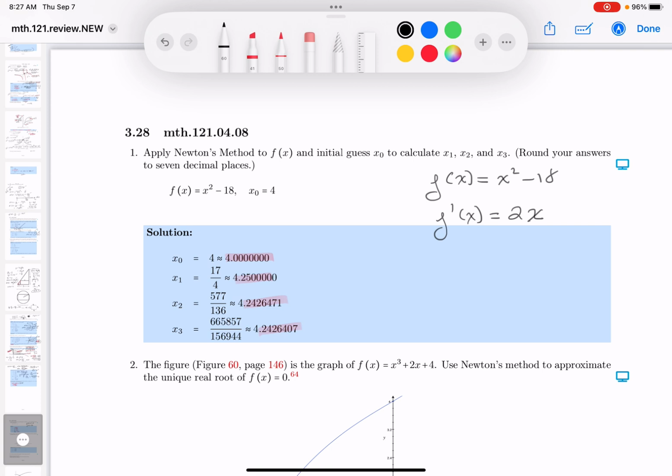And then I've got to set up an initial guess, and they gave me the initial guess. So I would say, set x to be equal to 4. That's my initial guess, and I'm going to call it x naught. I want to get the first guess. And what would that equal? It's going to be x naught minus f of x naught over f prime of x naught, all right?